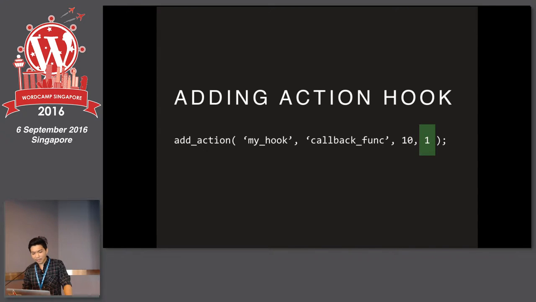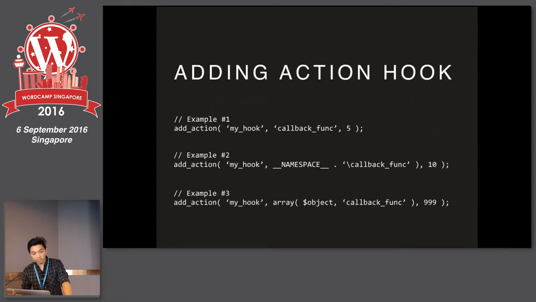And lastly, we have the argument count that simply identifies the number of arguments to pass to the callback function. And this should not exceed the number of arguments given by the action. Remember that we were invoking or calling the do_action earlier, and there are arguments. Those are the only limited number of arguments that you can pass to the function. By default, it's an argument count of 1.